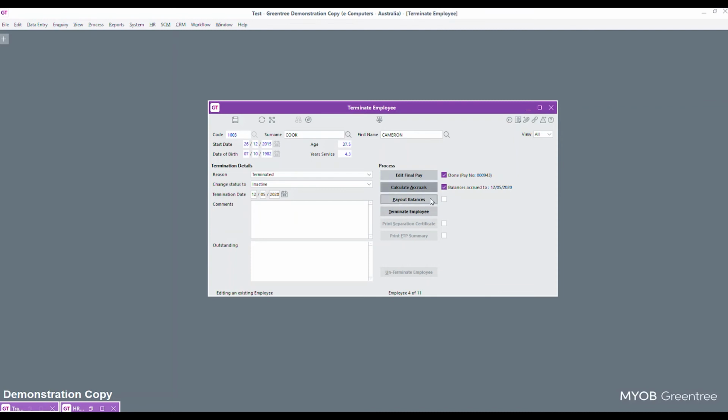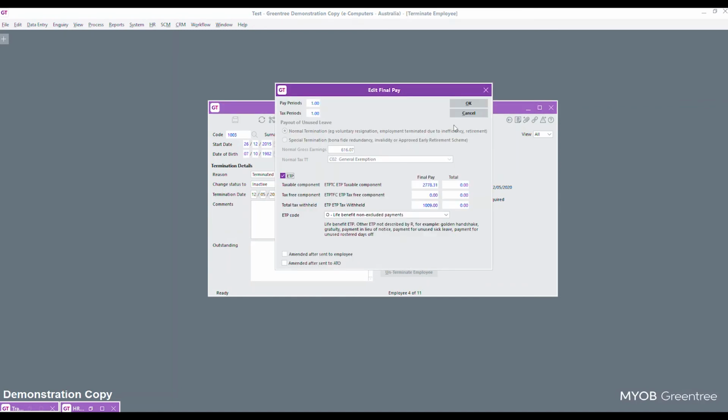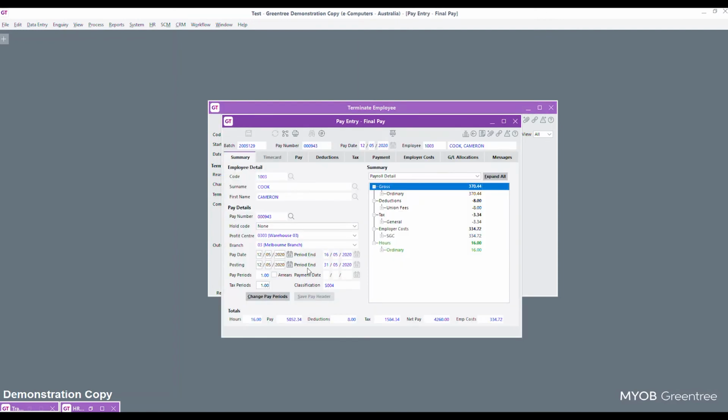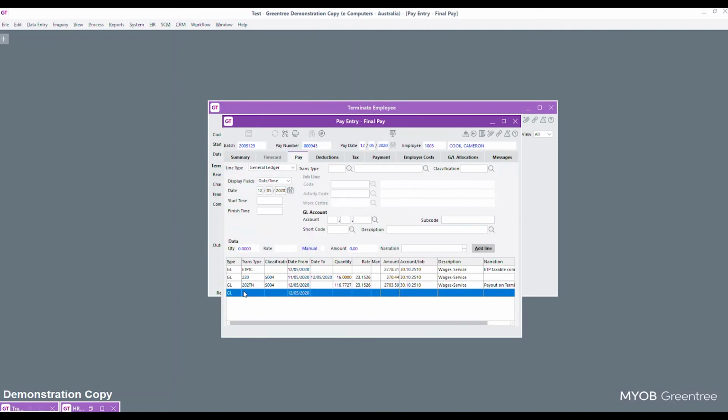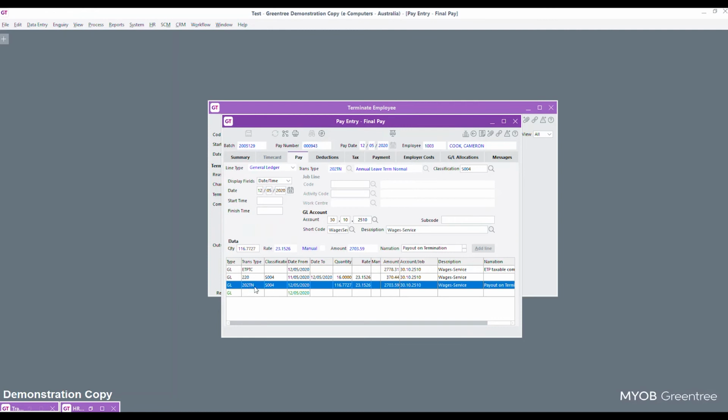Payout balances. So we'll click payout balances and it tells us that the payout's done. So how to know that that payout's done? We'll just go to edit final pay, and you'll notice here now on his pay tab that his annual leave has come in at normal termination, and here's 116. If you remember before, we only had 115 hours. It's done the accrual for these two days, added it here, and now it's paid it out.